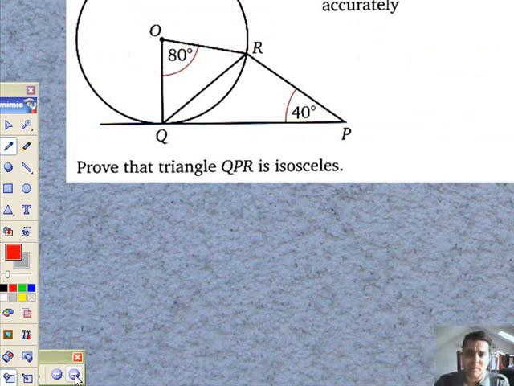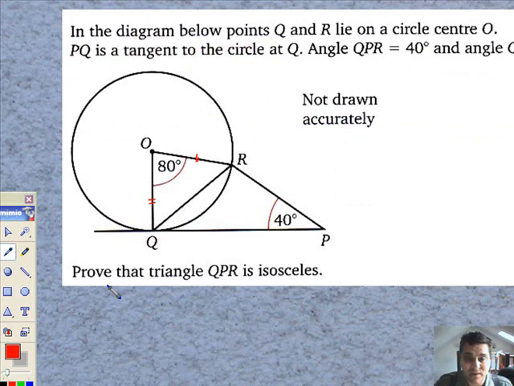Right, next question. Right, still grade B. In the diagram, blah blah blah, lots of words. Essentially, they're describing this scenario. I know that OQ is a radius because that's the centre of the circle, so that's the same as that, and therefore that's an isosceles triangle. Very straightforward, isn't it? I'm not going to read the question.